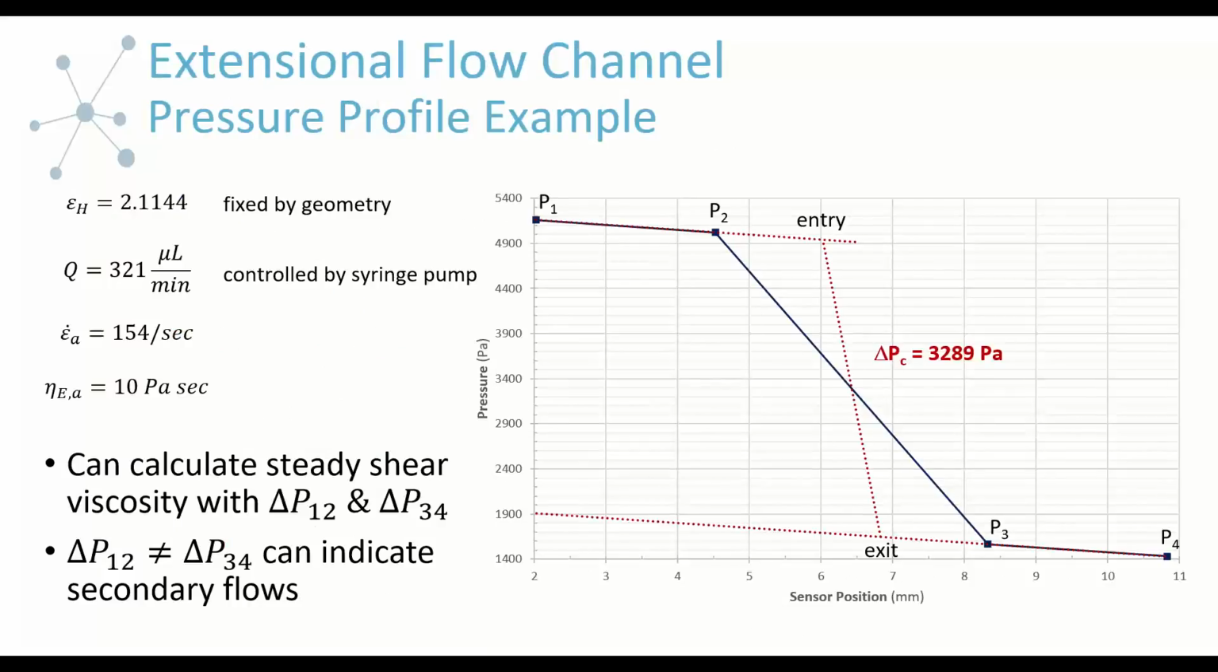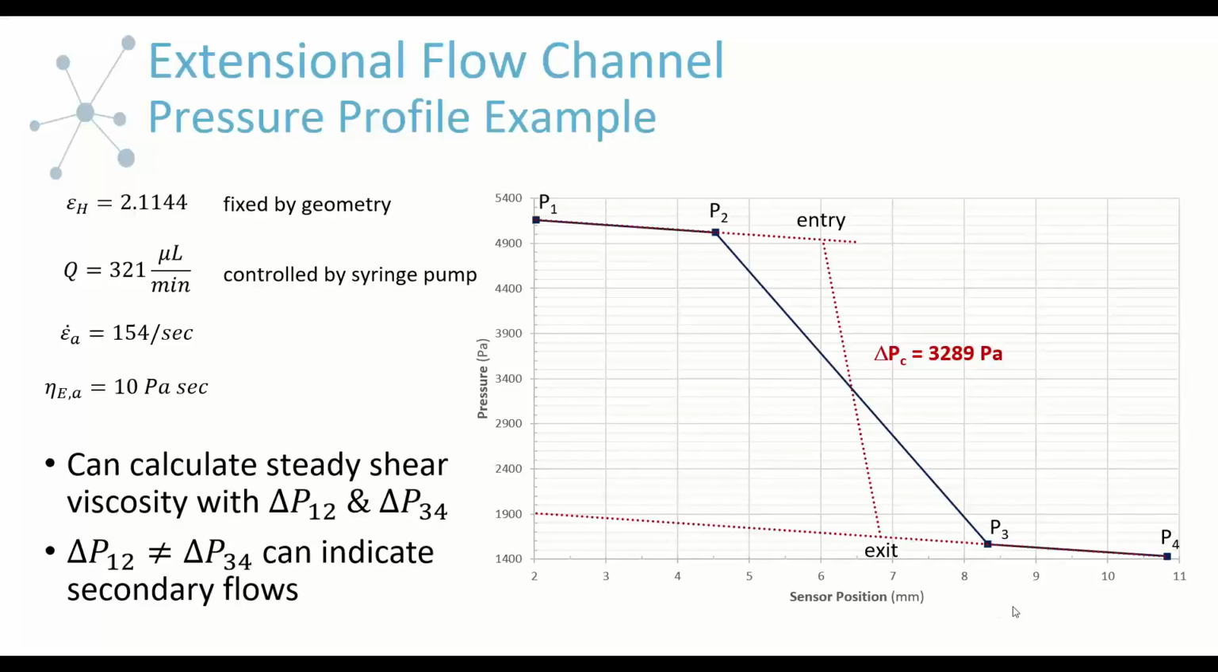Okay, so now we have everything we need to calculate. We know how to calculate our extensional viscosity. We know how to calculate the extensional rate from fluid geometry and volumetric flow rate, and we know how to calculate the normal stress difference from the pressure drop and the total Hencky strain that occurs in the contraction. So now let's take a look at an example of some data that we have.